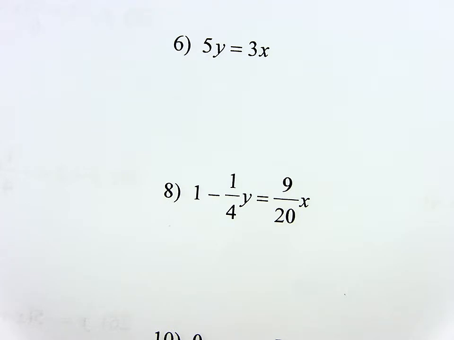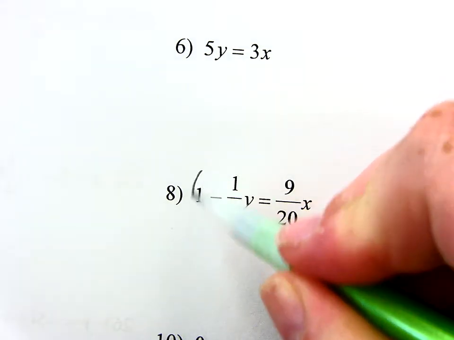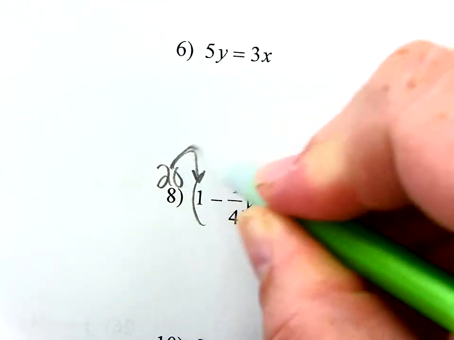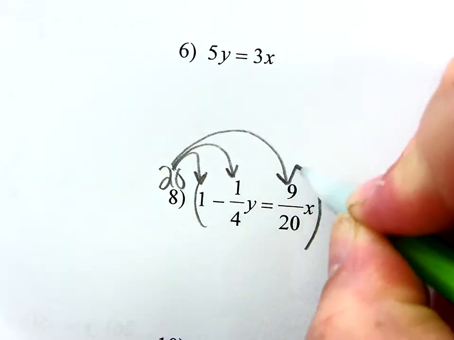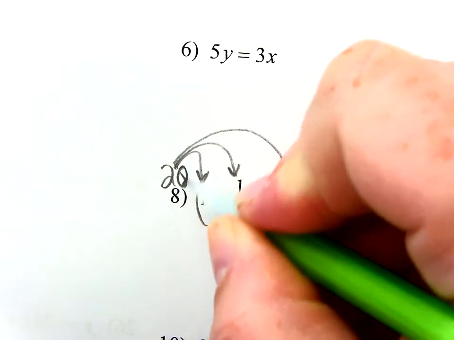So what could I do to get rid of all the fractions all at once? Do you remember? Go ahead, Ellie. I'm going to multiply by the common denominator. What would the common denominator be? 20. So I'll multiply everybody by 20, and that will clear all my fractions all at once. Every single term. Do you remember doing this? Okay, so obviously 20 times 1 is just 20.